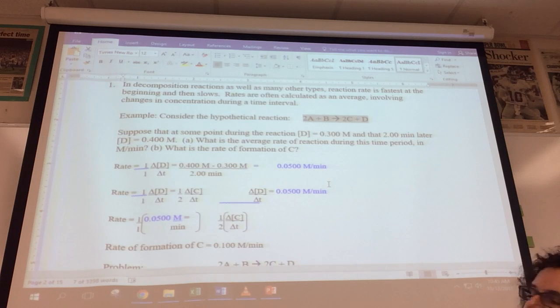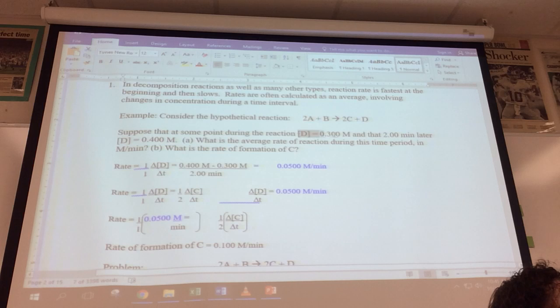So it says, suppose that at some point during the reaction, the concentration of D is 0.3 molar. So that's the first concentration that you look at. 2 minutes later, the concentration's 0.4 molar. Now, if you didn't have an equation, a balanced chemical equation, how would you know that D is a product from that data alone? It increases. The concentration of D increases.